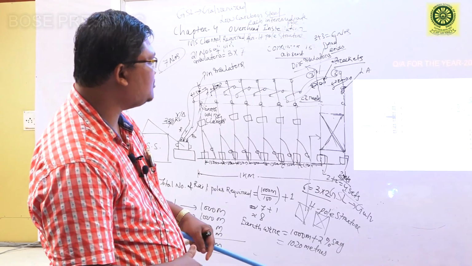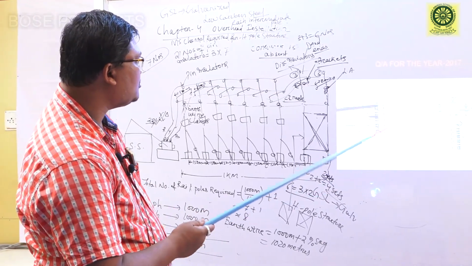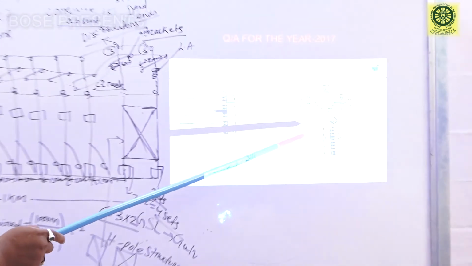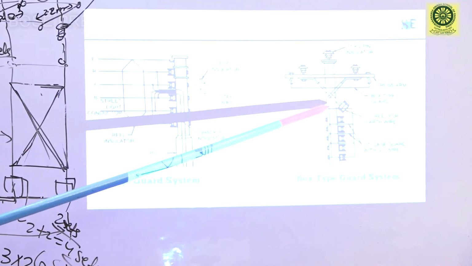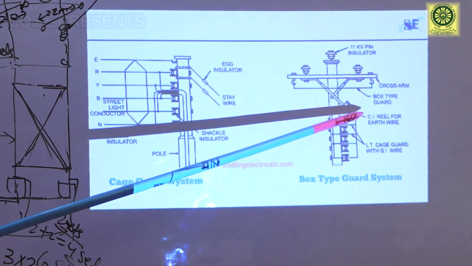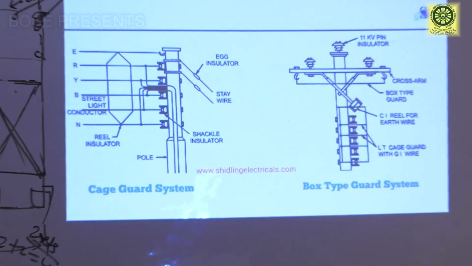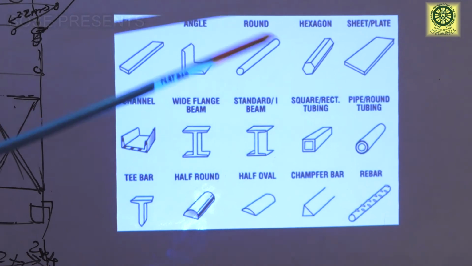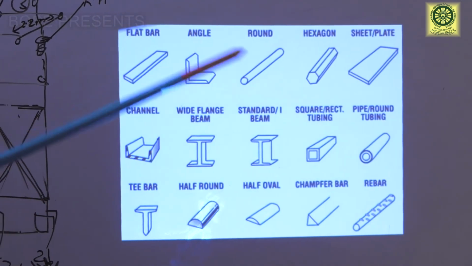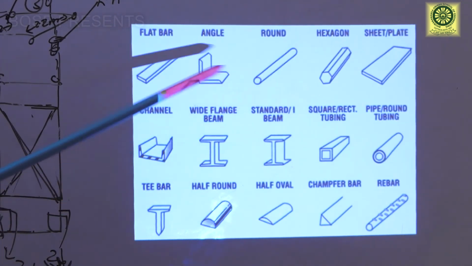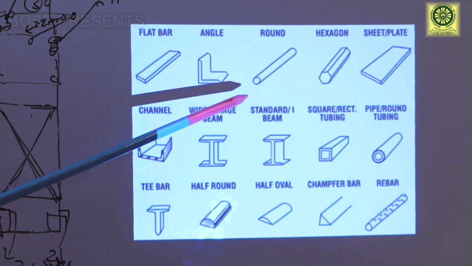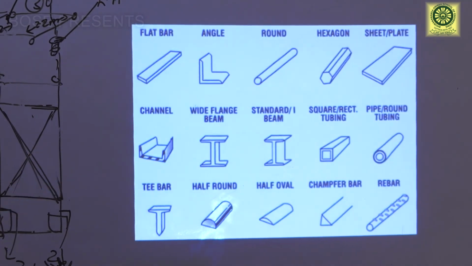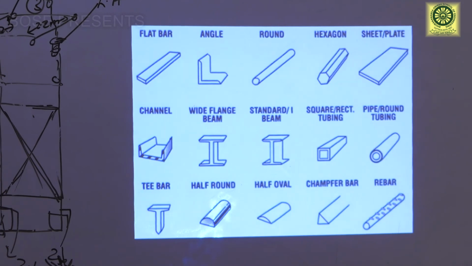This is the reel insulator, that is the CI reel for earth wire. And this is the MS iron. These different sizes are used. According to our requirement, we can use either flat bar, angle, round, hexagon, sheet plate. According to desire, we can use different MS angle.